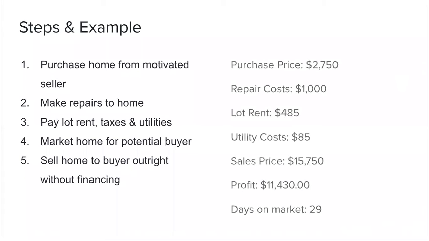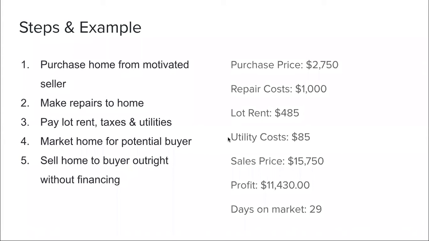So I've got an example here for you. As you can see here, the purchase price on this deal was $2,750. The repair cost was around $998.75. We just rounded it up to $1,000 just to keep the numbers nice and clean. We paid 1 month of lot rent. The lot rent at that park was $485. And then the utility costs for water and electric, as well as trash, came up to $85 total.